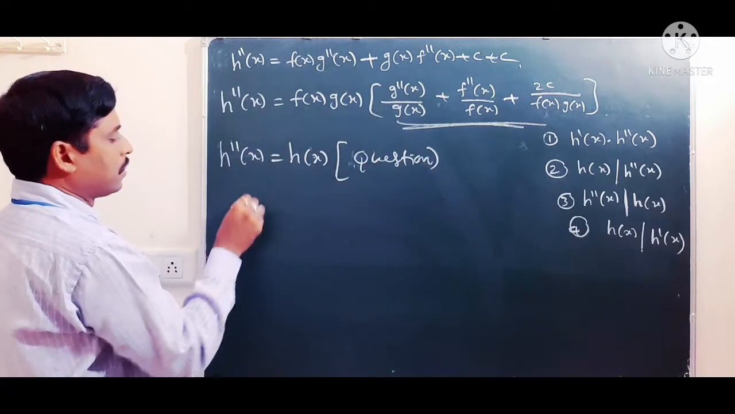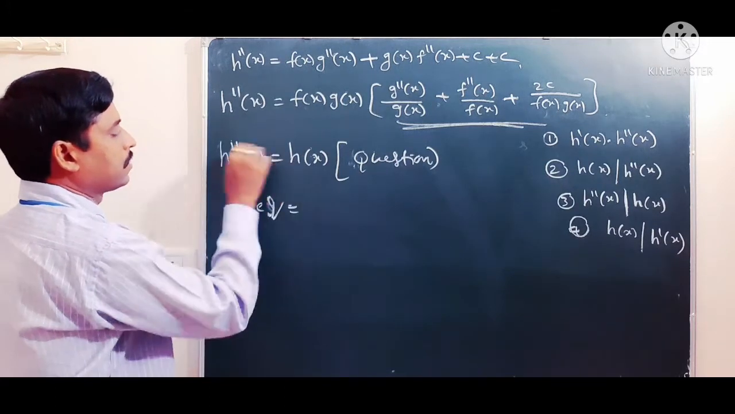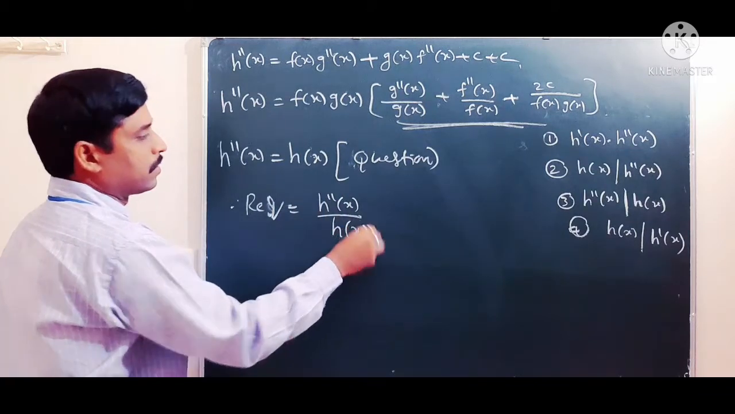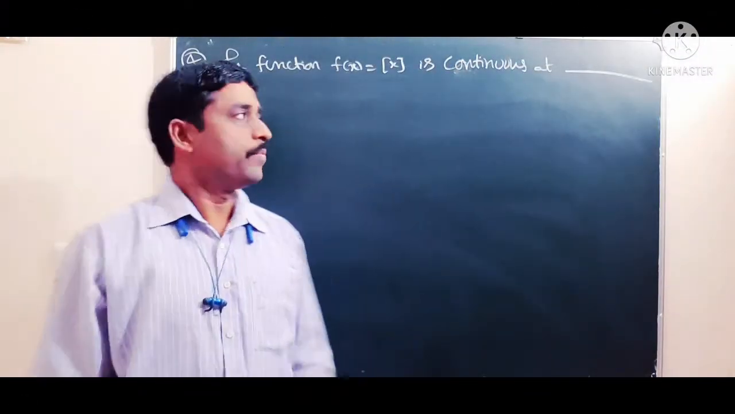Therefore the required quantity is h double dash x by h of x. So which option is correct? Option 3 is correct. Let us go to the next problem.